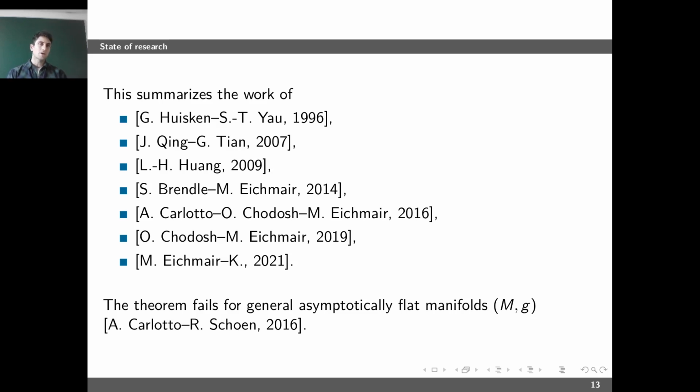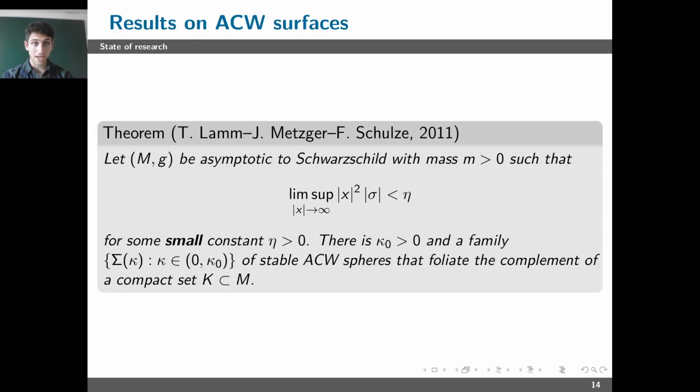Alright, so now that we've talked about large stable constant mean curvature spheres, let's move on to area constrained Willmore surfaces. And here it really turns out that the problem is more difficult, because for a very long time the following result due to Lamm, Metzger and Schulze, who were also the first ones to study area constrained Willmore surfaces in the context of relativity, was the strongest available. So they showed the following.